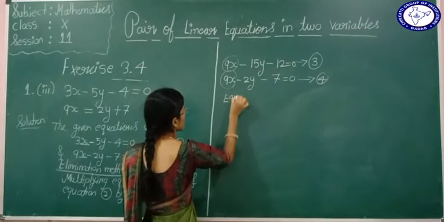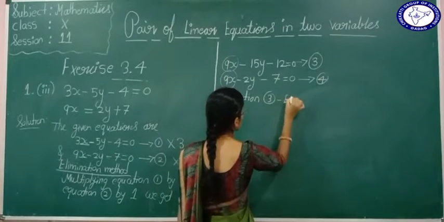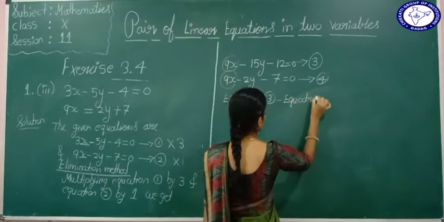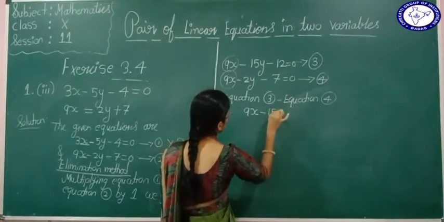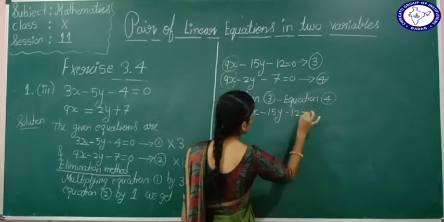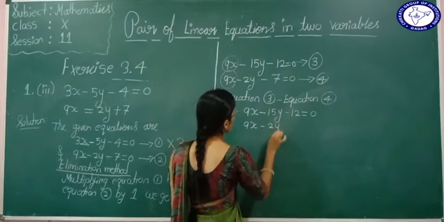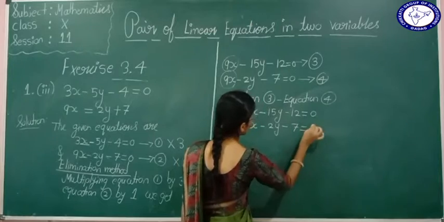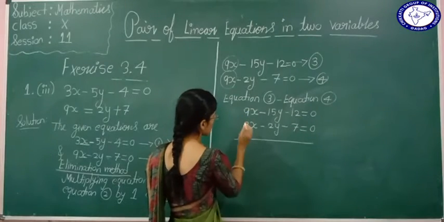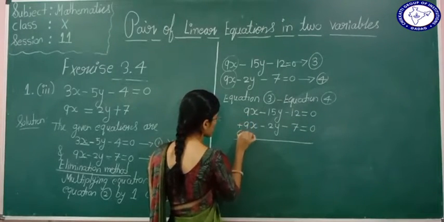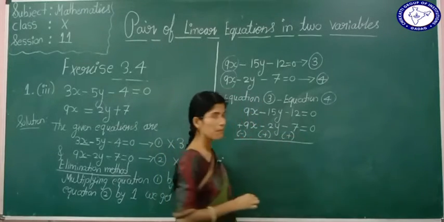I will do equation 3 minus equation 4. What is equation 3? 9x minus 15y minus 12 is equal to 0. Equation 4 is 9x minus 2y minus 7 is equal to 0. Now see here, we are subtracting, so change the signs. If your plus is there, it will become minus. Your minus is there, it will become plus.